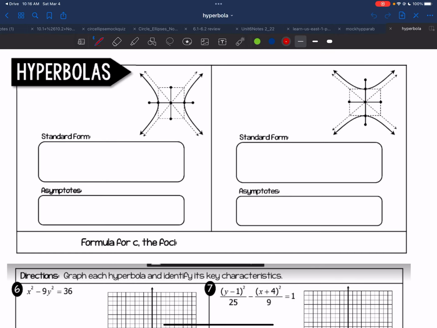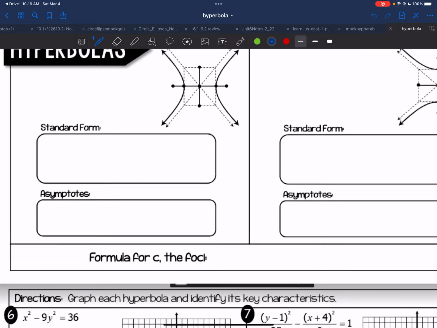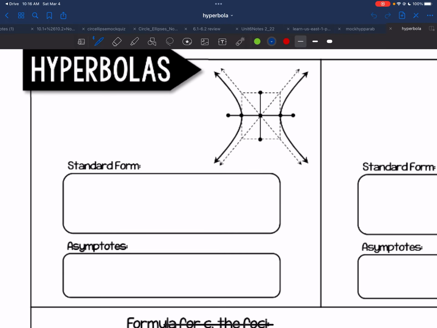Let's take a look at hyperbolas. This is probably the most complex of all of our conic sections that we're taking a look at. And we've got a pretty easy standard form. So let's take a look at this side first. This is going to be an x minus h squared over a squared minus y minus k squared over b squared equals 1. So a couple things on this one.